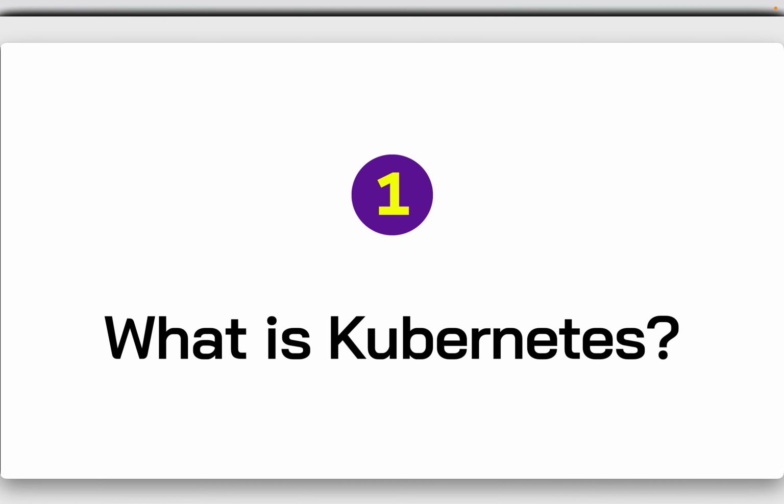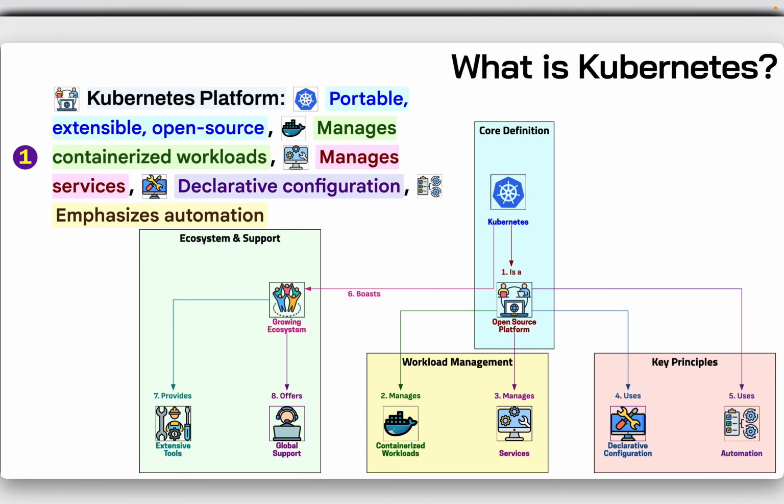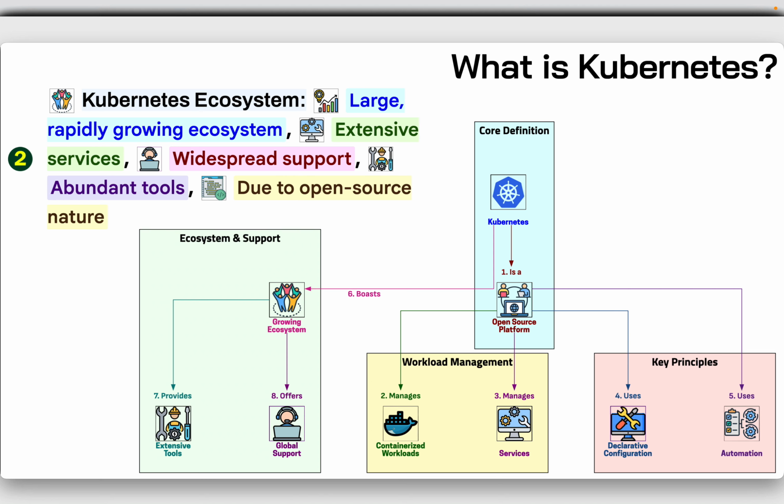So first topic is what is Kubernetes? Kubernetes is a portable, extensible, open source platform used for managing containerized workloads and services, emphasizing both declarative configuration and automation. Kubernetes boasts a large and rapidly growing ecosystem. Its services, support, and tools are extensively available due to its open source nature.